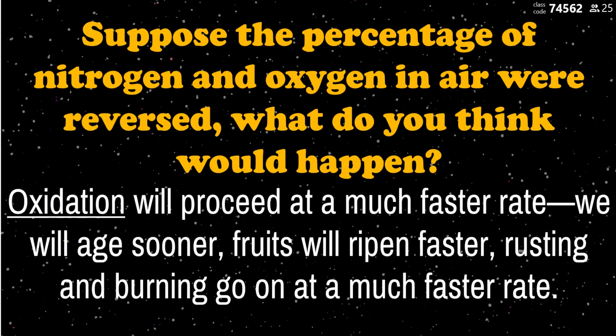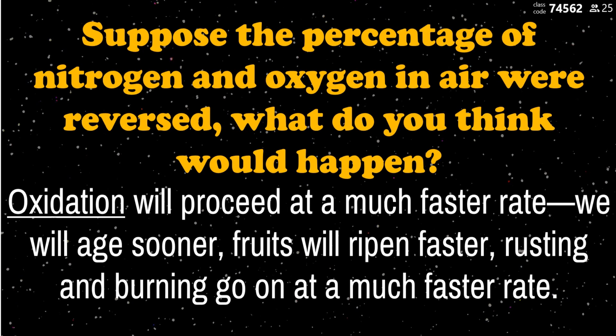Suppose the percentage of nitrogen and oxygen in air were reversed. What do you think would happen? Oxidation will proceed at a much faster rate. We will age sooner. Fruits will ripen faster. Rusting and burning go on at a much faster rate.